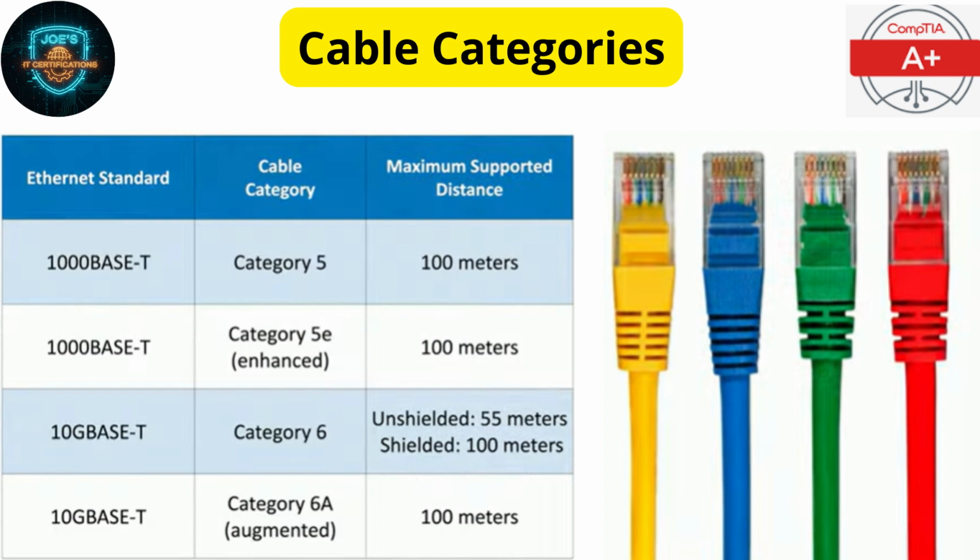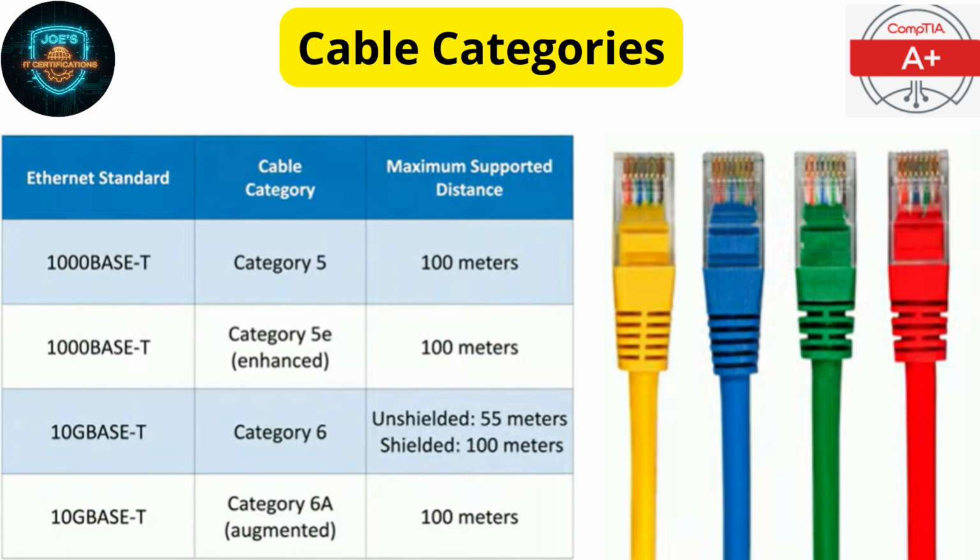If you're ever wondering what category of cable you should be using, you should always refer back to the IEEE standards. So if you're running a 10GBASE-T network, you should look at the IEEE standards for that, and it will tell you the minimum category of cable that is supported for that specific Ethernet type.